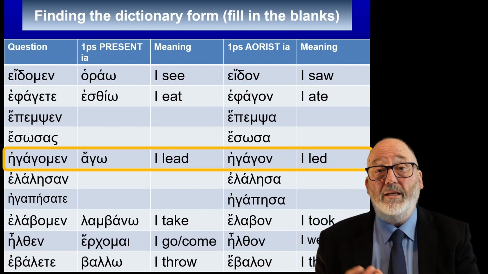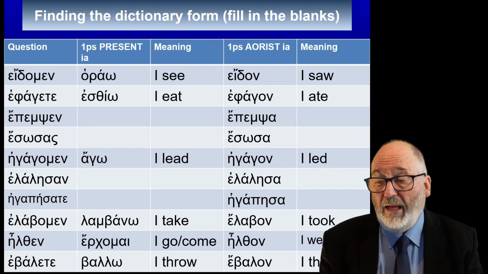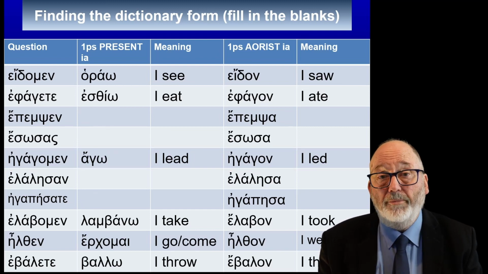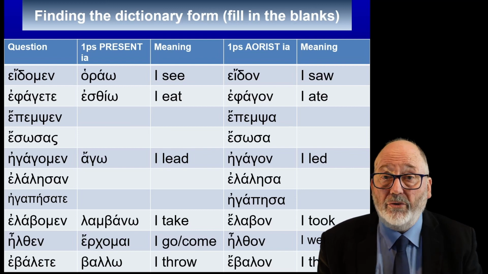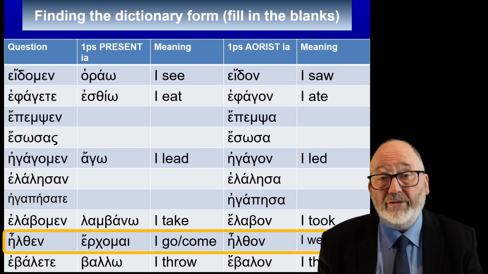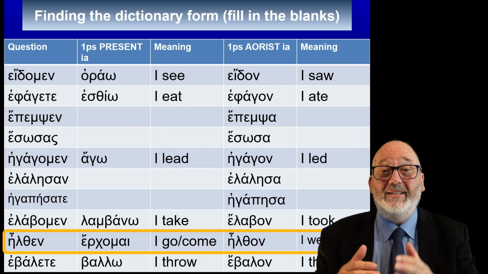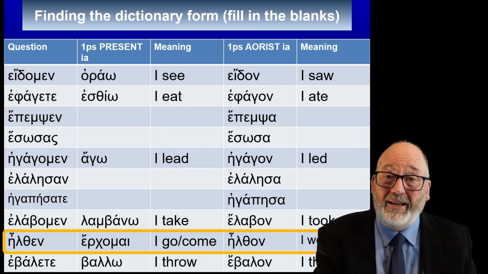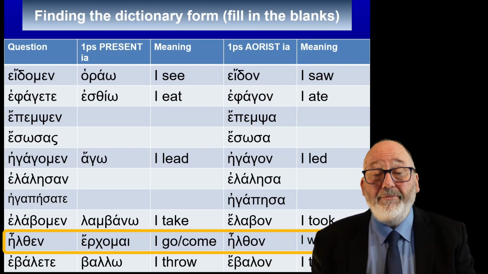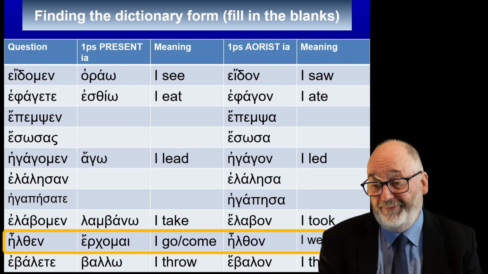Today I lead, yesterday I led. Elabomen is from the verb lambano. Today I take, yesterday I took. Aelthon is from the verb erchomai, which means I go or I come. Let's work this out in terms of today I go, yesterday I went. Today I come, yesterday I came.